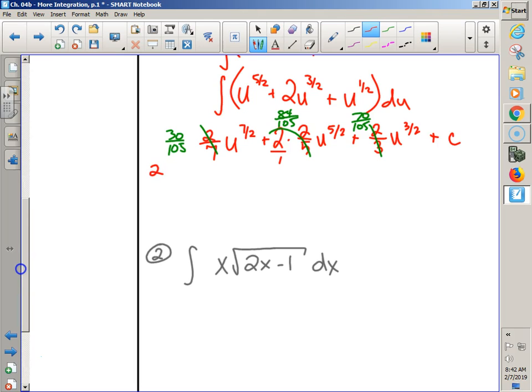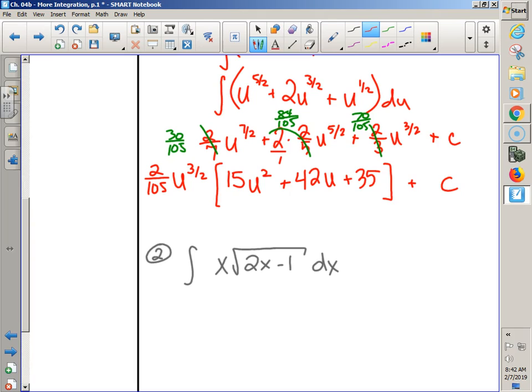So let's pull out a 2 over 105 times u to the 3 halves, and what's left? The 105's gone. 3 halves is gone. We have 15 u squared, plus, take away 2 from 84, and that's 42. The 105 is gone, 3 halves is gone, so that's u. And then take away 2, that's 35, and then he's all gone. Put the plus c on the outside.